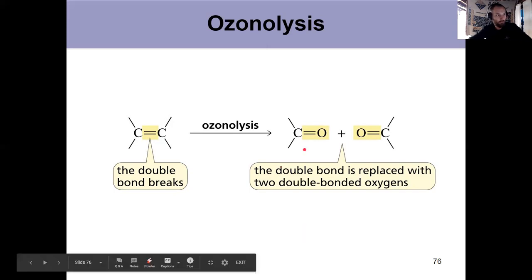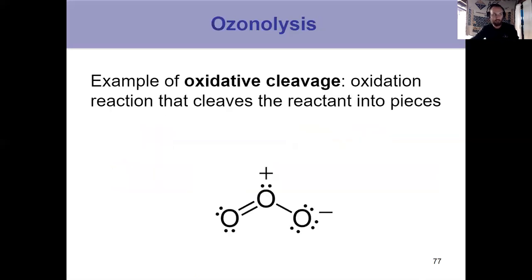Again, increasing the number of carbon-oxygen bonds, so this is considered an oxidation reaction, specifically what's called an oxidative cleavage. It's an oxidation reaction, and it cleaves the reactant into 2 pieces, right? Think like a meat cleaver, cuts it in half.